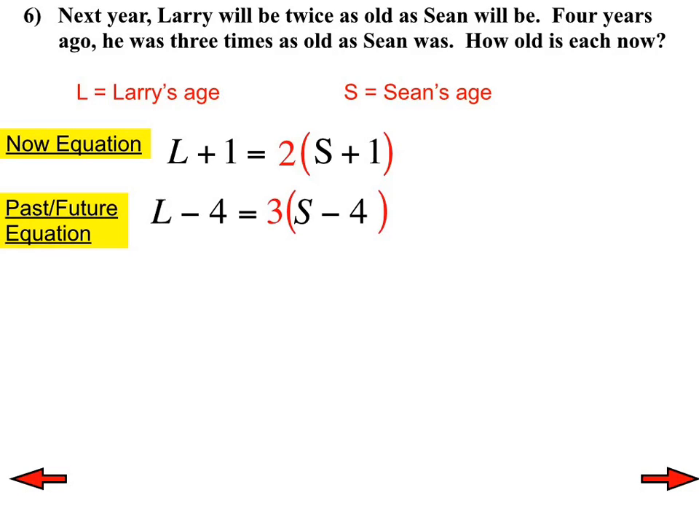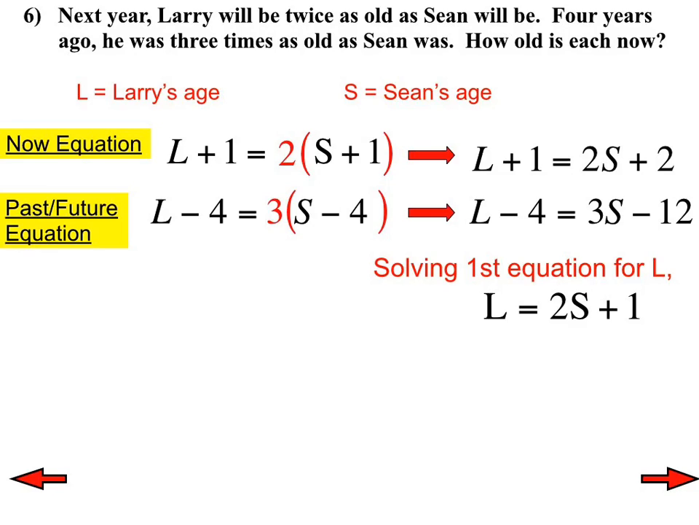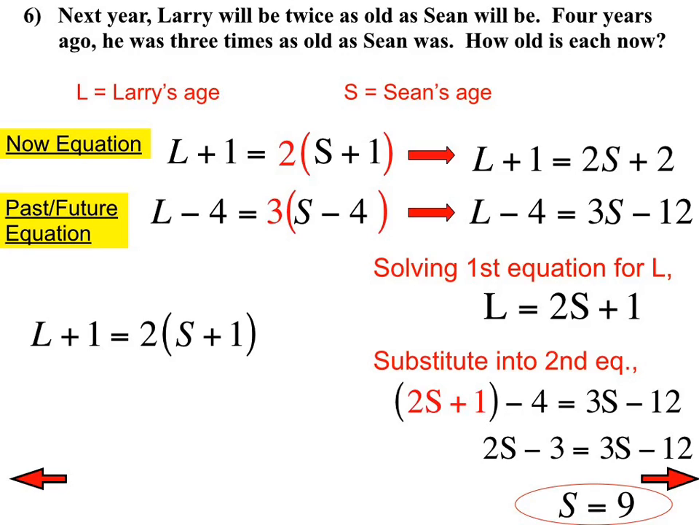Most of you got the same answer, so I'm pretty sure that is correct. I'm going to, first of all, use the distributive property on both of them. Then I'm solving the first equation for L so that I can use the substitution method. And when I solve for S, I get S equals 9. So that means Sean is 9, and then Larry is 19.